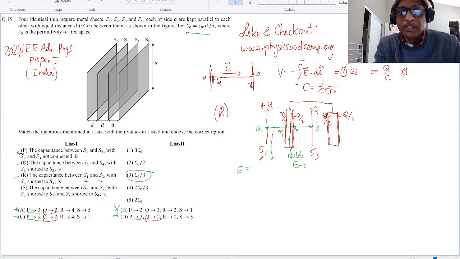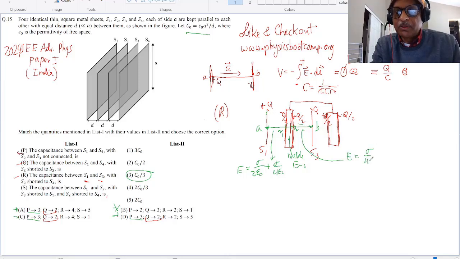Here will be sigma over 2 epsilon naught from this plate, and from this plate is going to be plus sigma over 4 epsilon naught. In here, the electric field will be exactly like that, sigma over 4 epsilon naught from this plate, and from this plate is going to be sigma over 2 epsilon naught.